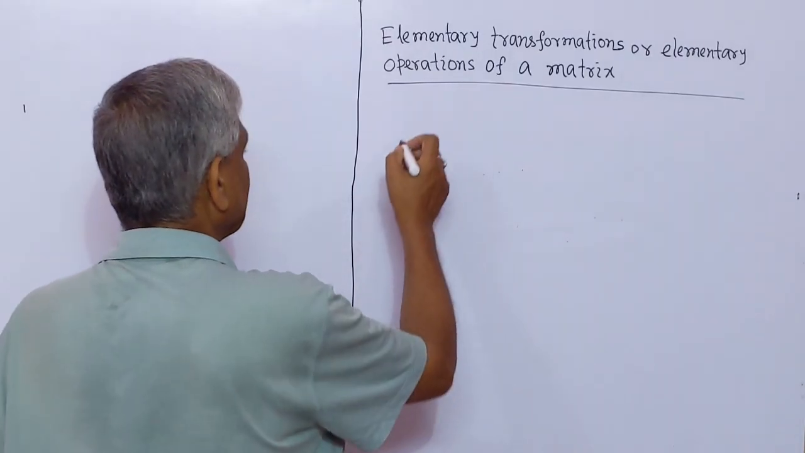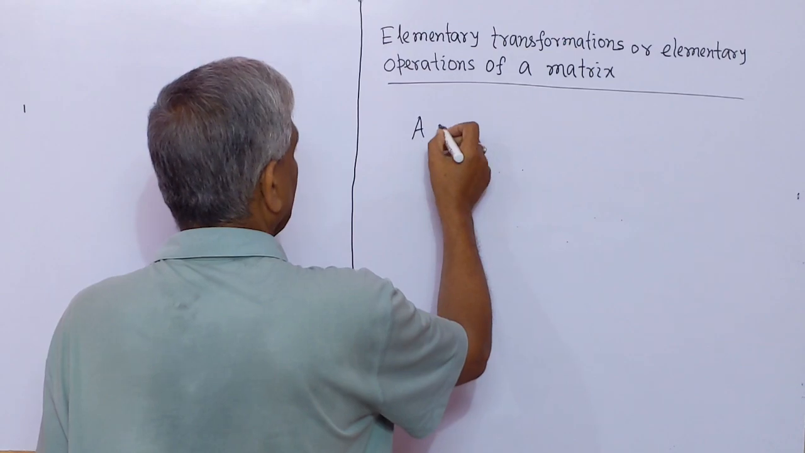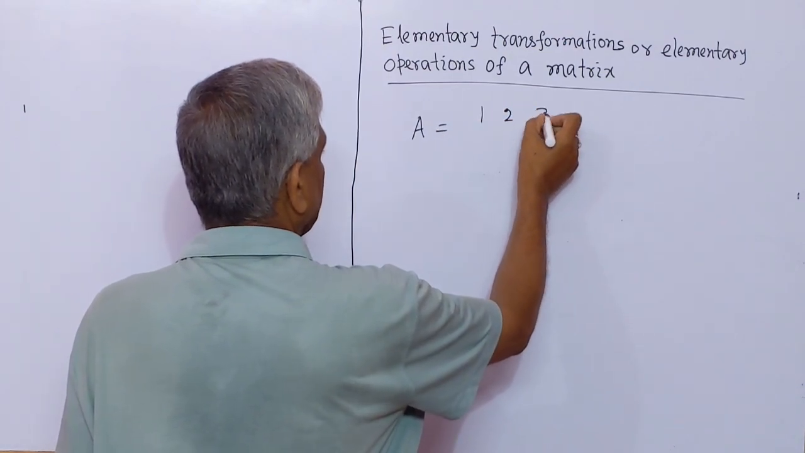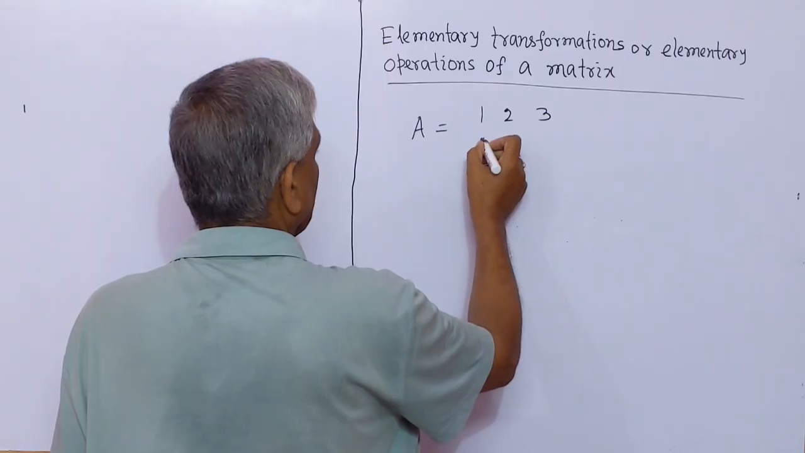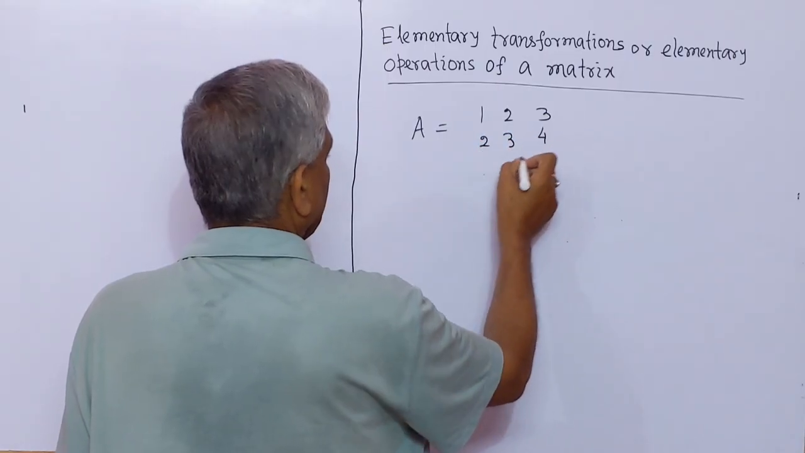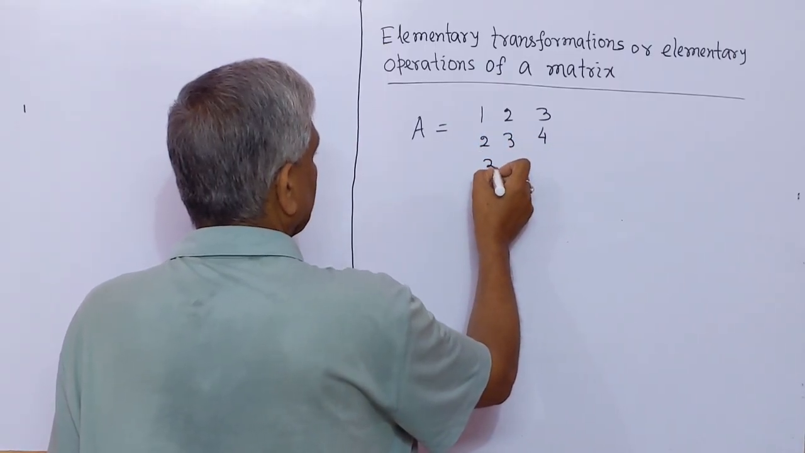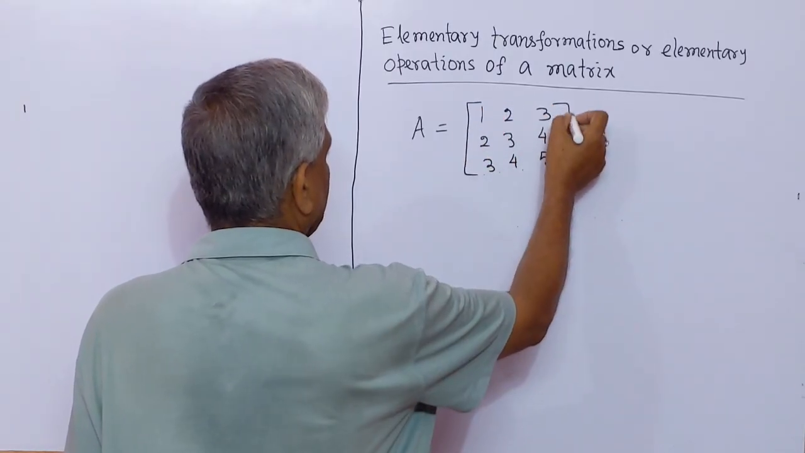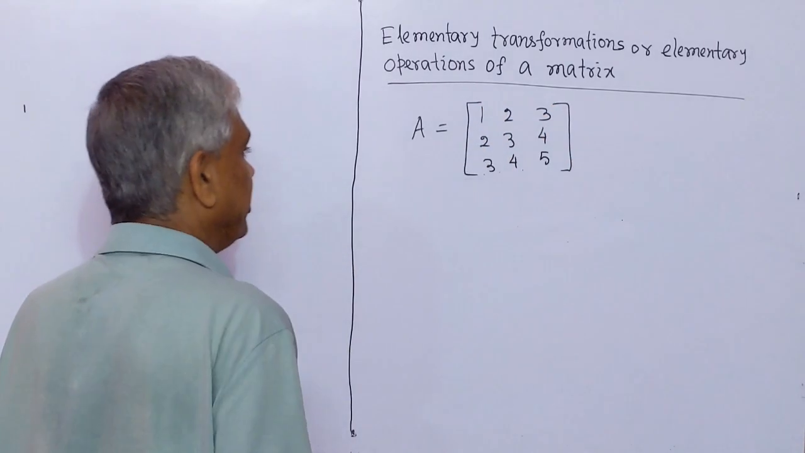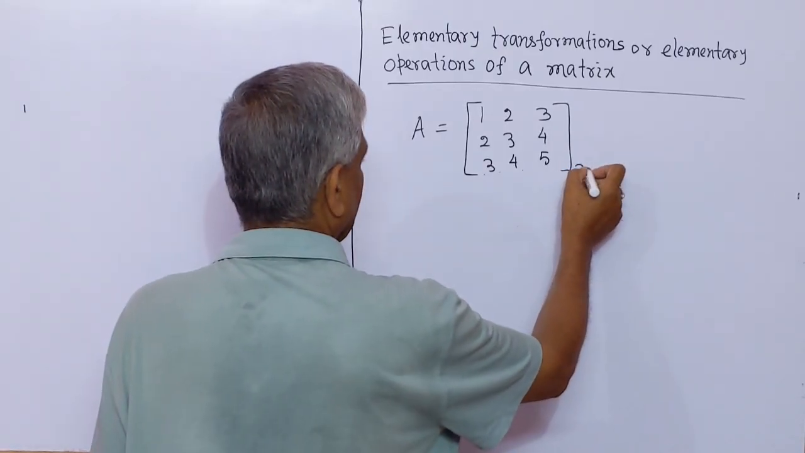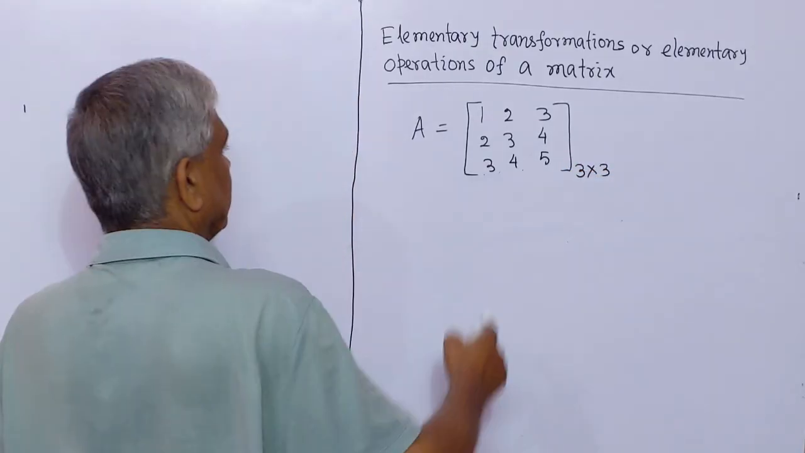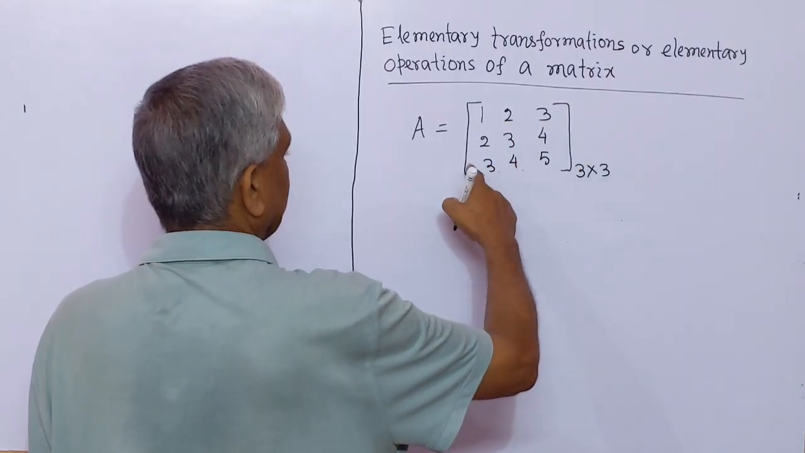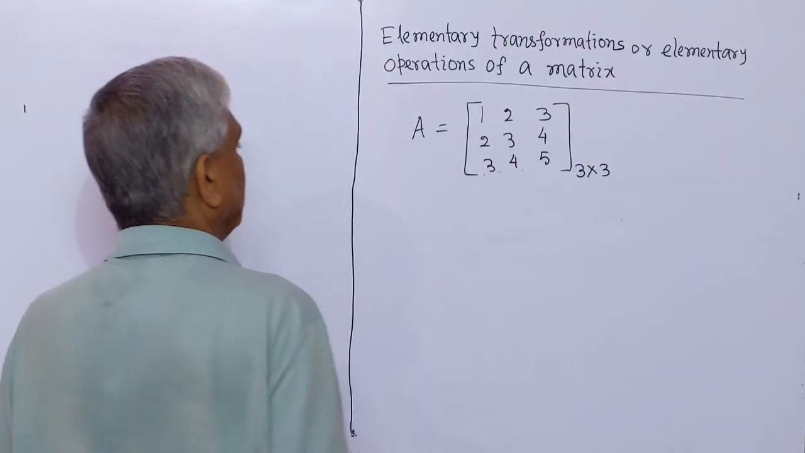We have a matrix A, with elements in the first row 1, 2, 3, in the second row 2, 3, 4, in the third row 3, 4, 5. This is a 3 by 3 matrix. This is the first row, this is the second row, this is the third row.